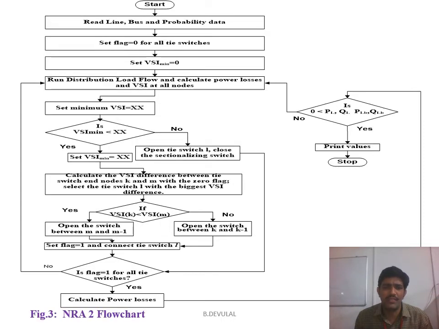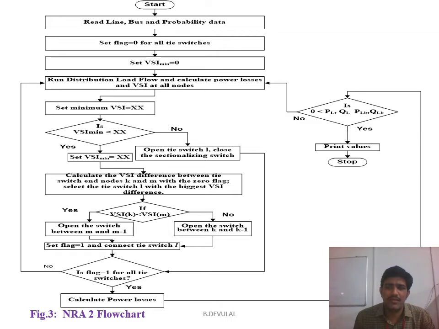In the second method, the minimum VSI difference will be taken into consideration, the adjacent sectionalizing switch is to be considered, and we have to find the losses. In this case VSI K is less than VSI M, and we get the minimum losses.